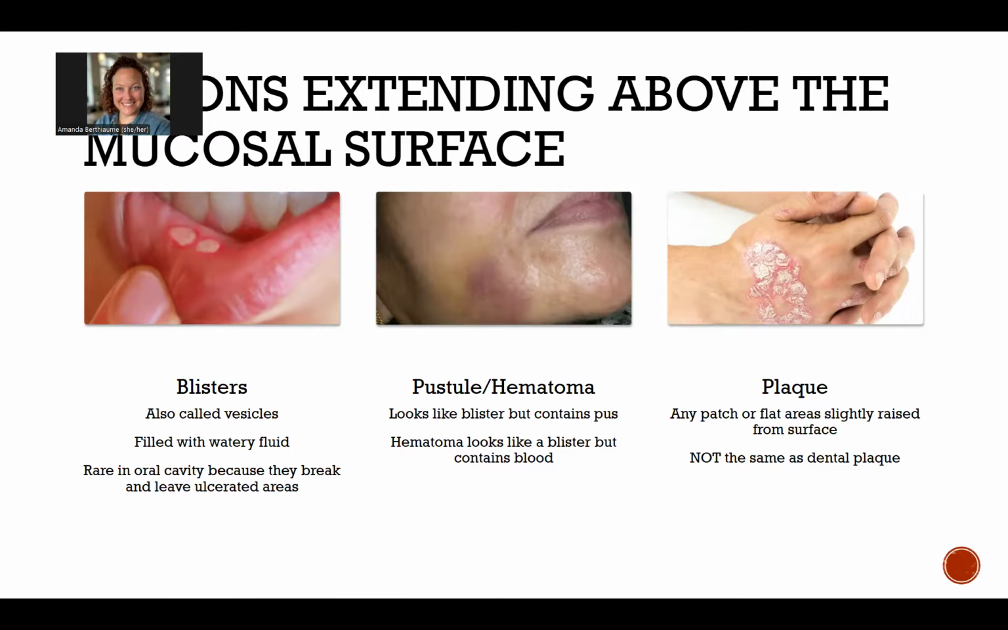Plaques tend to be any patches or flat surfaces, right? It's not the same as dental plaque, right? We think of the teeth, right? Like our teeth are dirty, that mushy feeling on our teeth is dental plaque. Plaques on the tissue actually don't wipe off, and they're slightly raised.